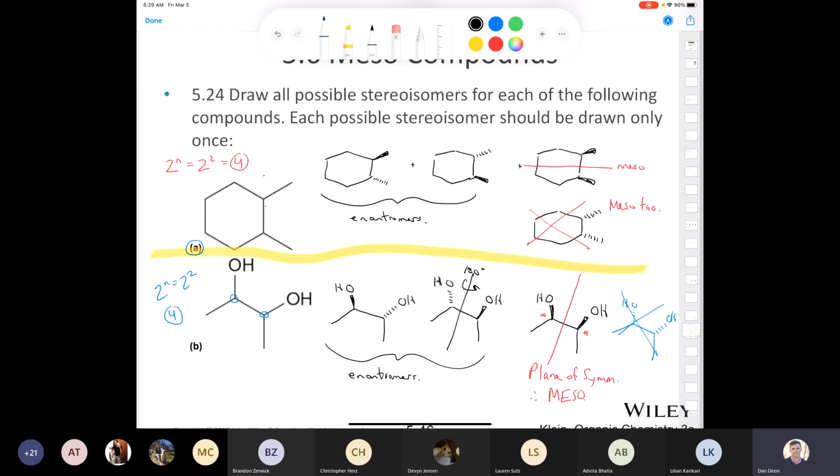So 3 stereoisomers each. All right, give me a thumbs up if you follow me on that, and if it makes sense to you, at least some sense. Part of the way.